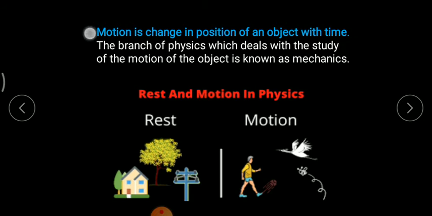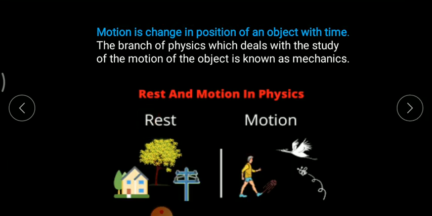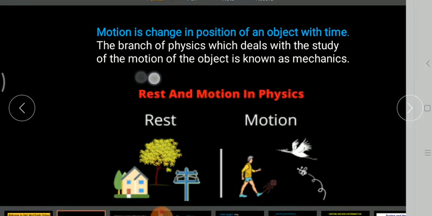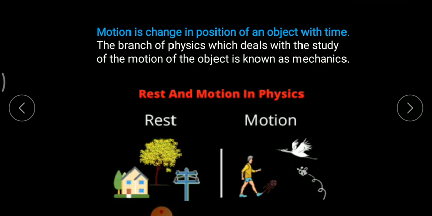So, what exactly do you mean by motion? If an object is changing its position with respect to time, we will say that object is in motion. As you can see, there are two pictures. This person is changing his position with respect to time, so we will say this person is in motion. The branch of physics which deals with the study of motion of an object is known as mechanics. Whoever is studying motion, we will say he is studying mechanics.